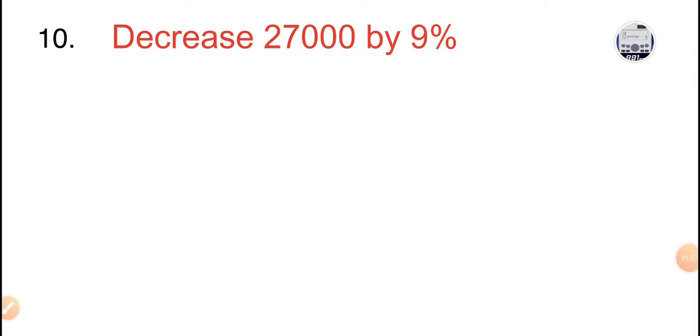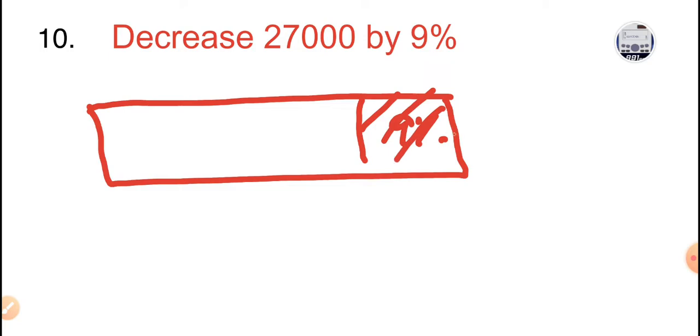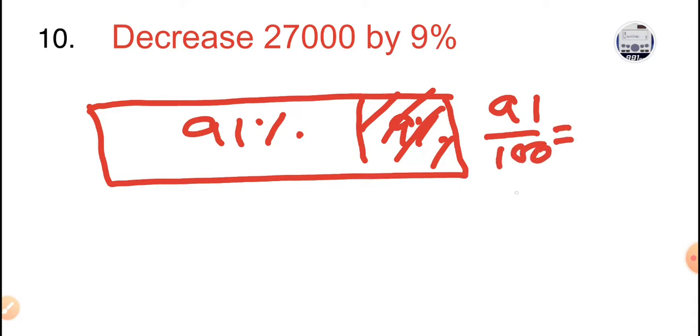In this question, we are going to decrease 27,000 by 9%. So remember, the 27,000 represents the 100%, but then we're reducing it by 9%. So what will we have left? 91%. So what's 91% as a decimal? Well, you've got to do 91 divided by 100, which is 0.91. So to decrease something by 9%, the decimal multiplier is 0.91.